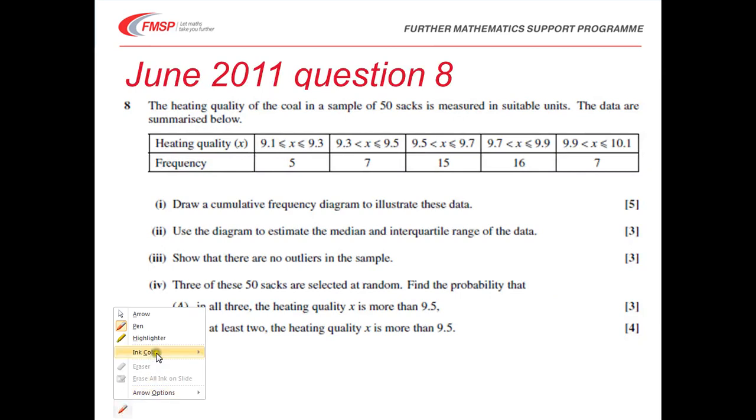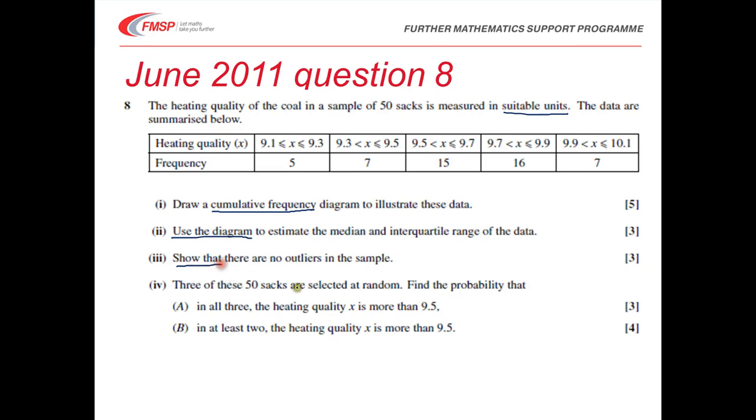Okay, a much longer question here from later in the paper on cumulative frequency. So the heating quality of the coal in a sample, 50 sacks, measured in suitable units, which they don't tell you. We've got our data there. We've got a cumulative frequency diagram to draw. It says use the diagram to estimate the median and interquartile range, so we can't do interpolation. It has to be done from the diagram. Show that with enough working there are no outliers in the sample. And then we've got a couple of probability questions at the end.